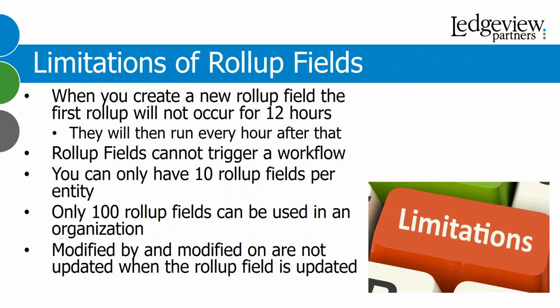You can only have 10 rollup fields per entity and only 100 rollup fields in the entire organization. So if you use the maximum 10 on 10 different entities, you can't use any more rollup fields. And then the modified by and modified on are not updated when the rollup field is updated. So it doesn't trigger an update on those two fields.